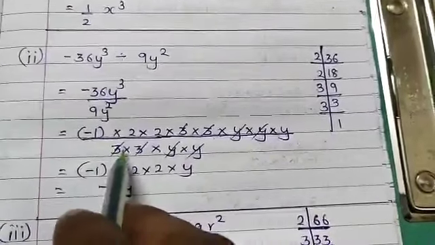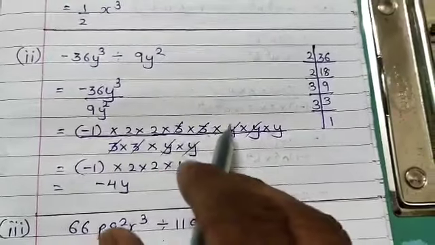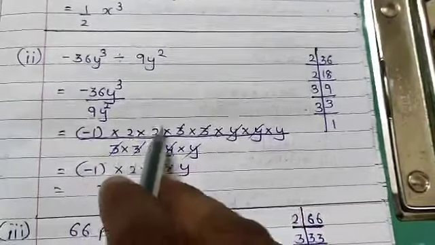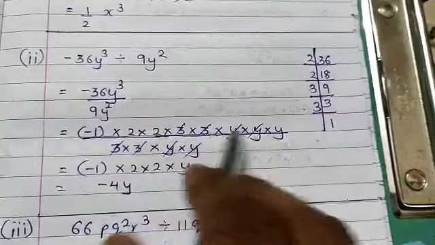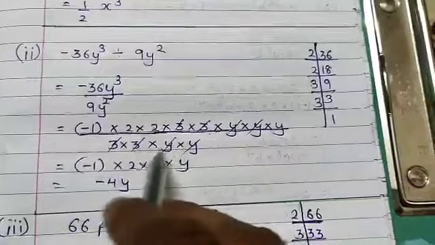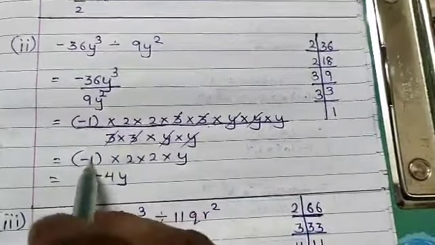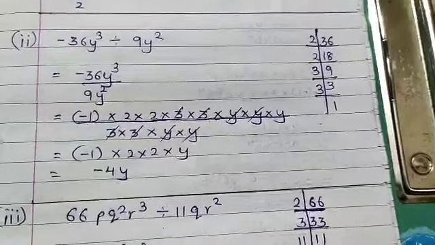Now see, whatever is possible to cancel, cancel it. 3 and 3 will get cancelled, 3 and 3, y and y, and y and 1. What is left? 2 2s are 4, multiplied by this negative 1, and in the denominator nothing is left. So whenever this 4 is multiplied by negative 1, it becomes negative 4y.